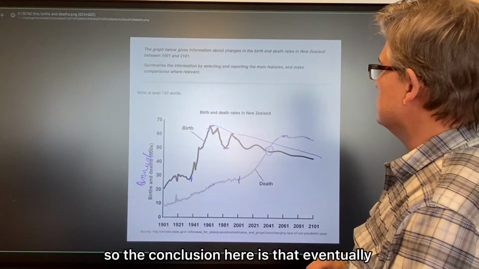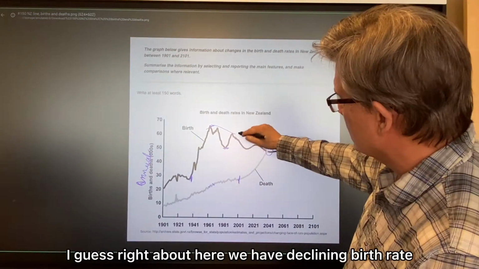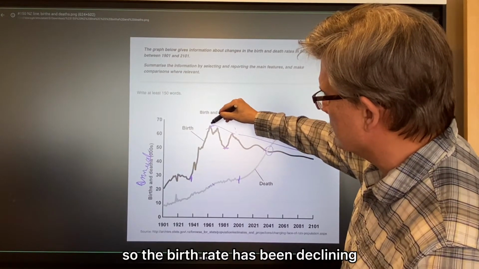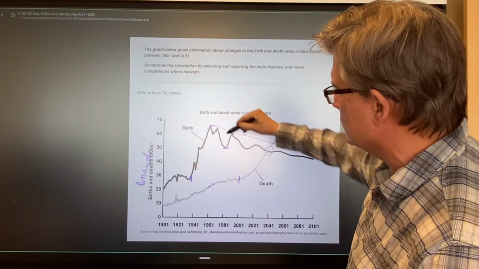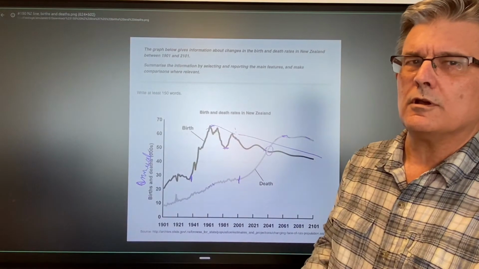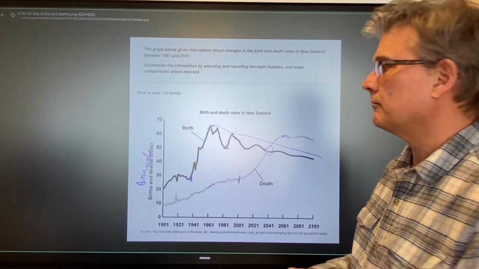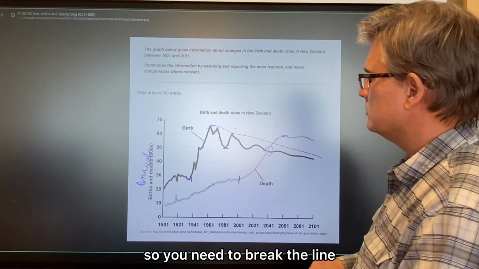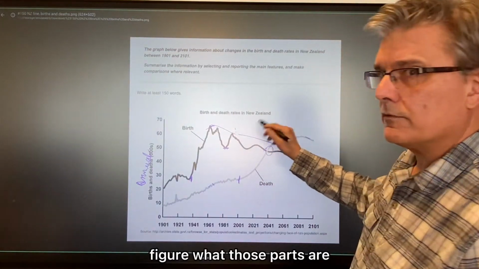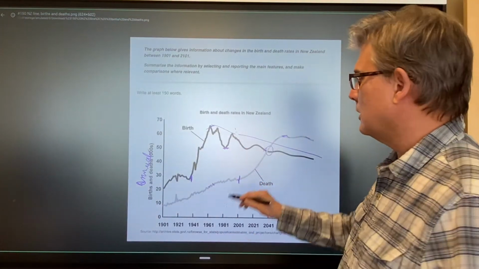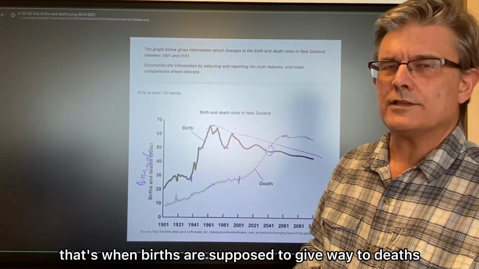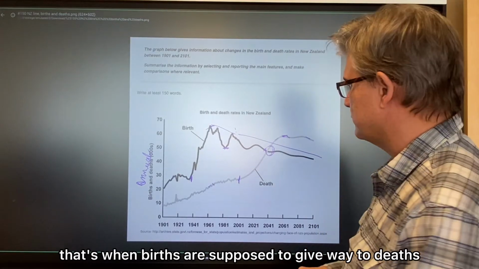So the conclusion here is that eventually, I guess right about here, we have a declining birth rate. The birth rate has been declining since about 61. The death rate has been rising. So we can expect the population of New Zealand to fall over time. And that's it. So you need to break line graphs up into useful parts, figure out what those parts are, describe them in broad terms, and compare the most interesting parts, because here is where they change in 2041. That's when births are supposed to give way to deaths.